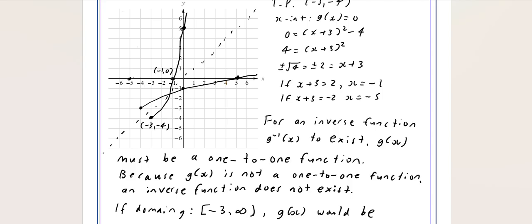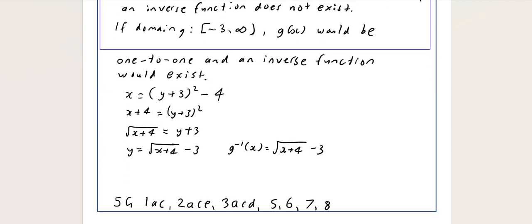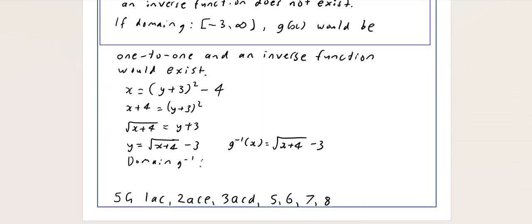Last step, domain. If I look at my square root graph, it starts at -4 and runs up to infinity. So -4 to infinity would be my domain. The range is it starts down at -3 and runs up to infinity. So that would be my range. So I'm going to say that the domain of G inverse is going to be from, and I've already forgotten, -4 up to infinity. And the range is going to be from -3 up to infinity.